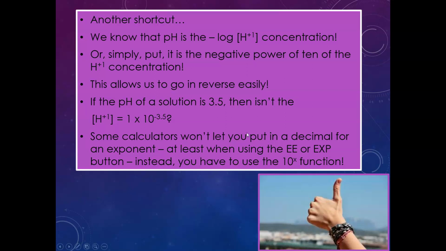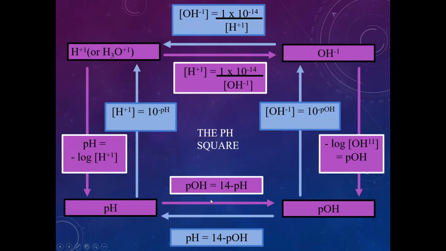Now, our graphing calculators allow us to use decimals. There are some calculators that do not, so just be aware of that. You should not run into that on any of our calculators, but there are calculators that do run into that. So here is what we call the pH squared. This is in your note guide, and this is how the pH and the pOH are connected.